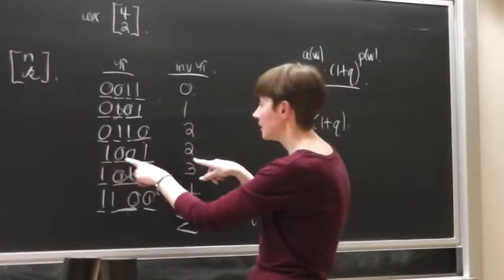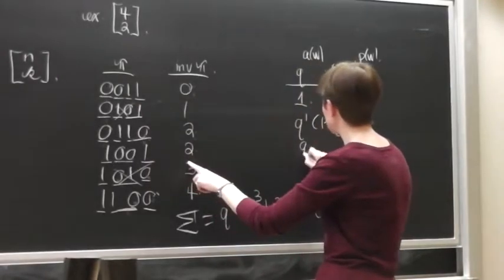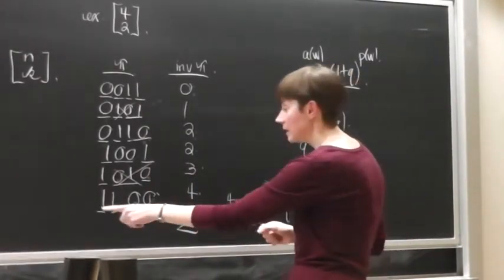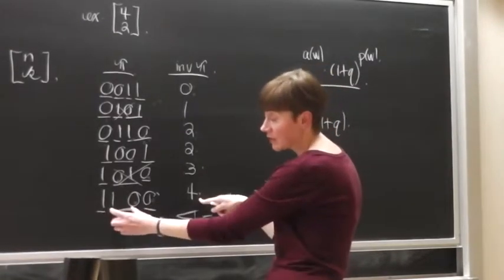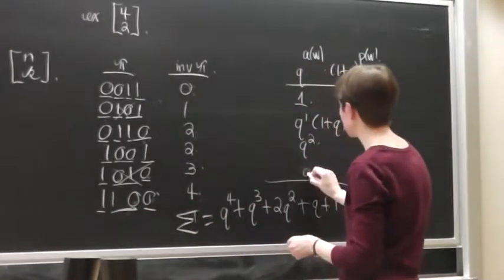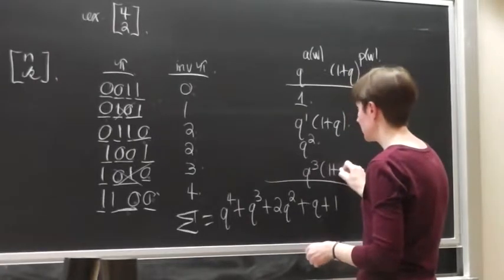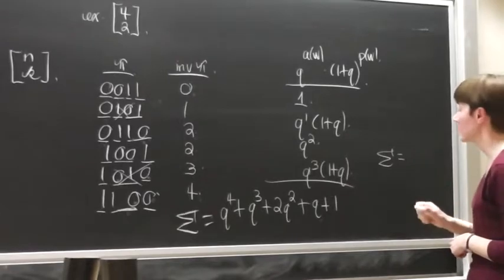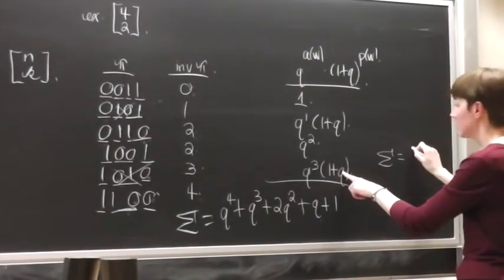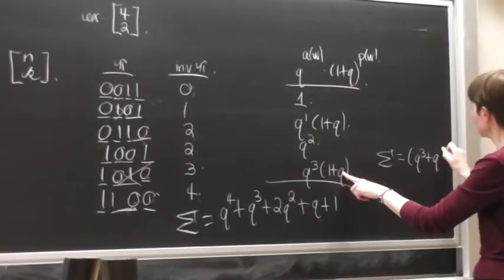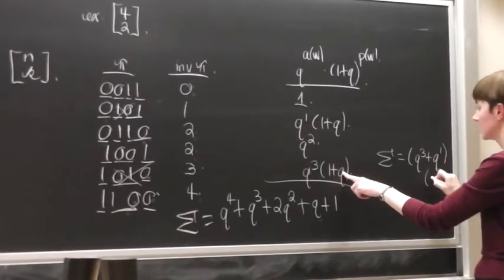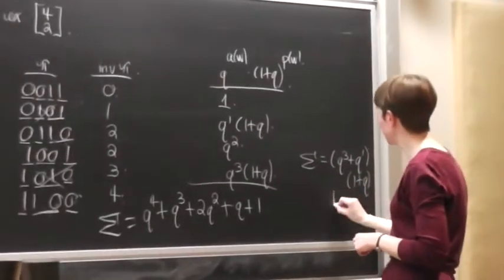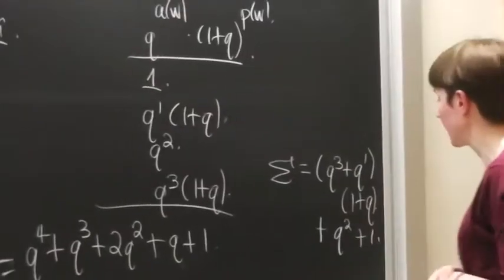Here, no 1, 0 pairs. We still have q squared. Here, we throw this one out. And then finally here, I have 4 inversions, but I have a 1, 0 pair. So this is going to be q to the third times 1 plus q. And if I haven't made any mistakes, when we sum this up, we get 1 plus q, plus q times q plus 1, plus q squared plus 1. This should be the same.